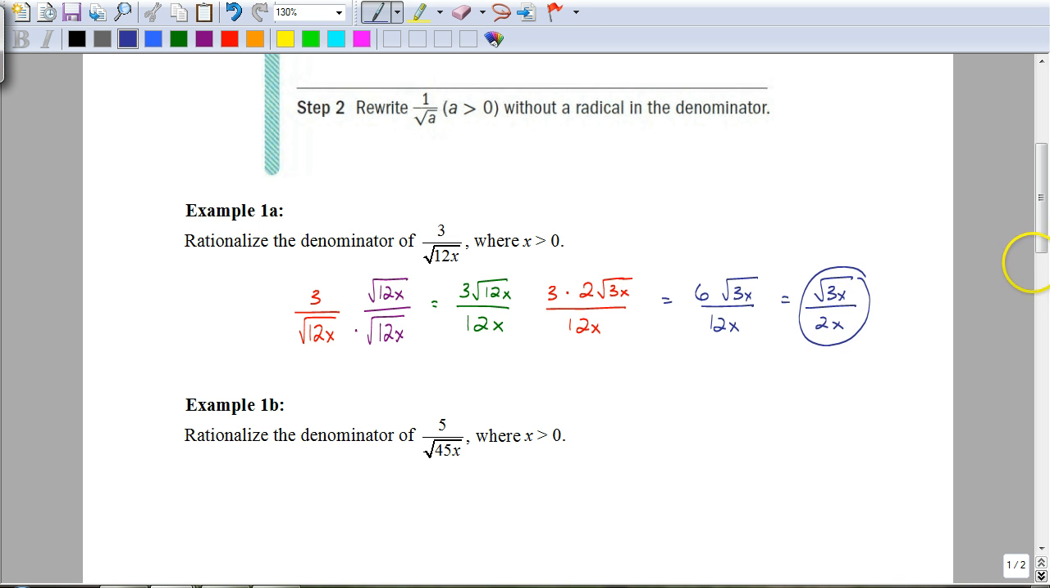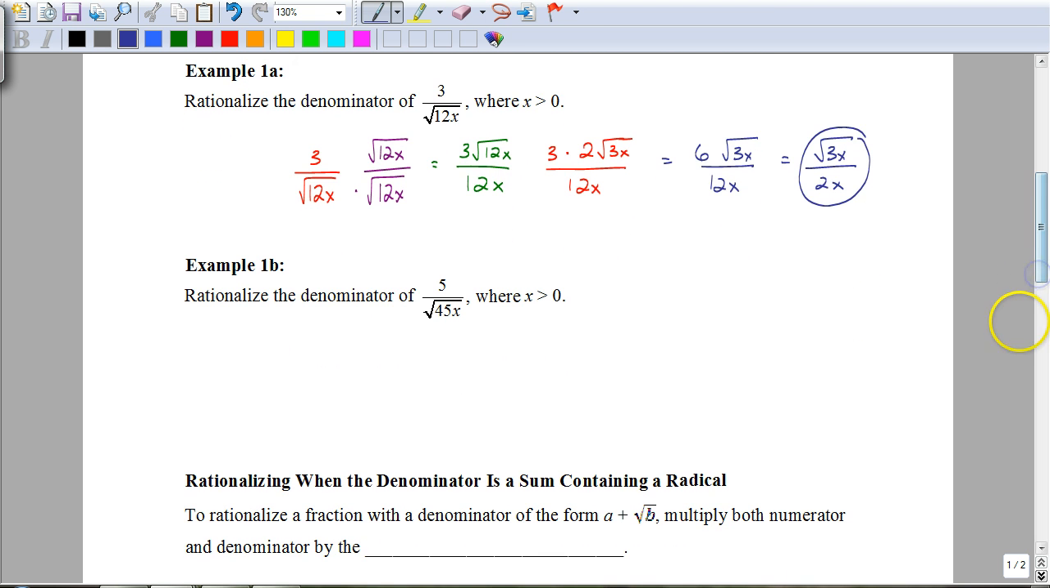I know that's tricky, but let's look at another one together. Here we have 5 divided by the square root of 45x. Again, the first thing I want to do is get rid of what's in the denominator. I want to get rid of that square root in the denominator. So I'm going to multiply the top and bottom by the square root of 45x.